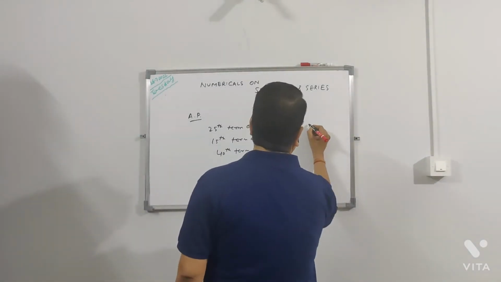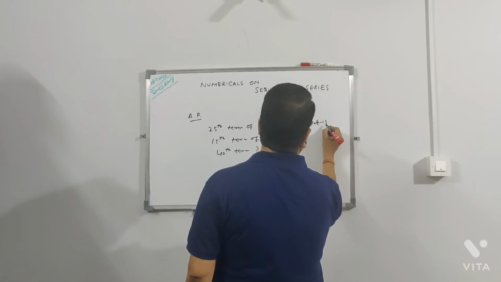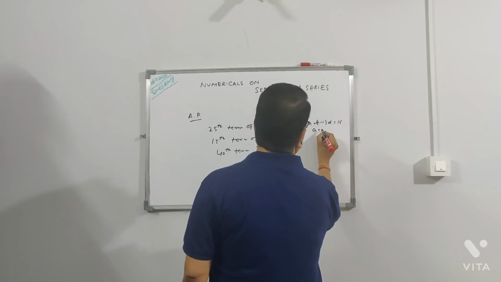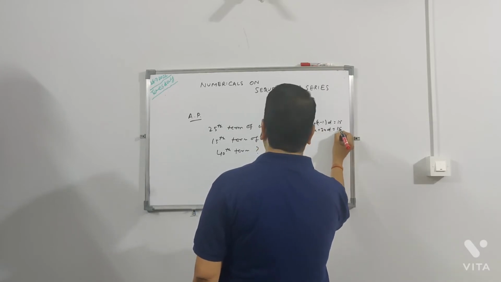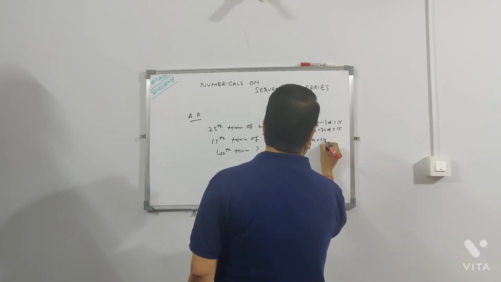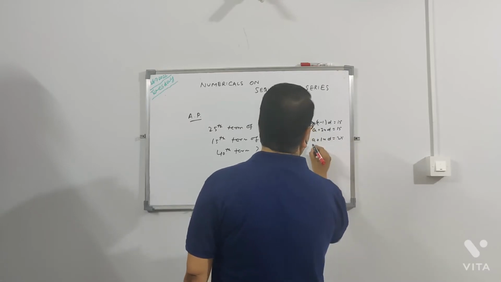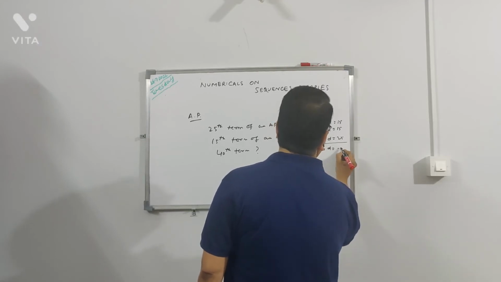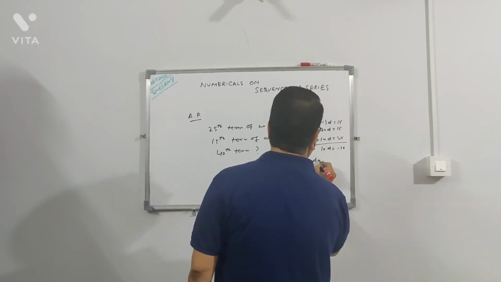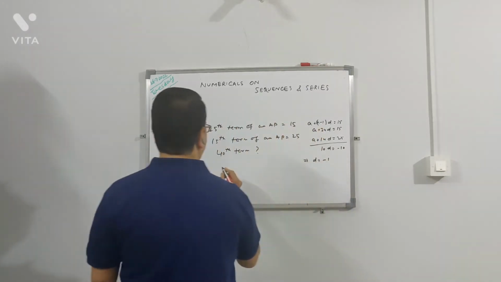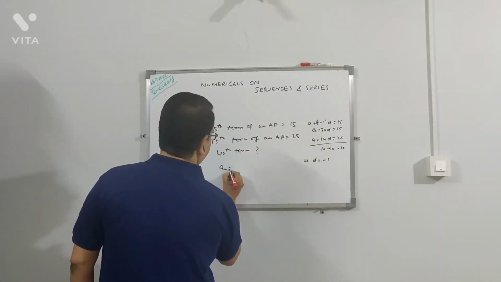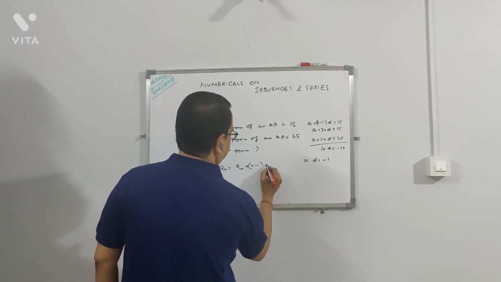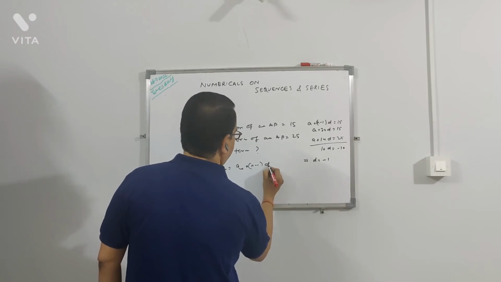So you know the formula a plus (n minus 1) into d. The 25th term is a plus 24d and the 15th term is a plus 14d. So a plus 24d is equal to 15, and a plus 14d is equal to 25. That means 10d is equal to minus 10, so d is equal to minus 1. The 40th term is directly a plus 39d, so you have to find a.